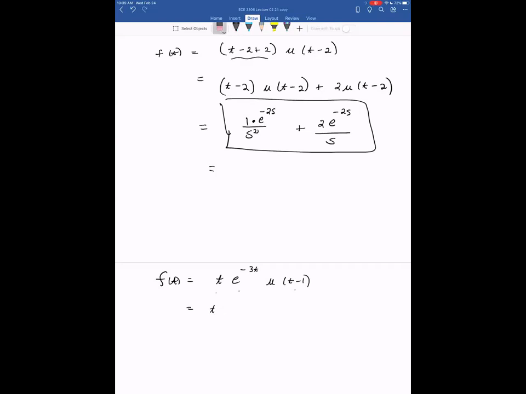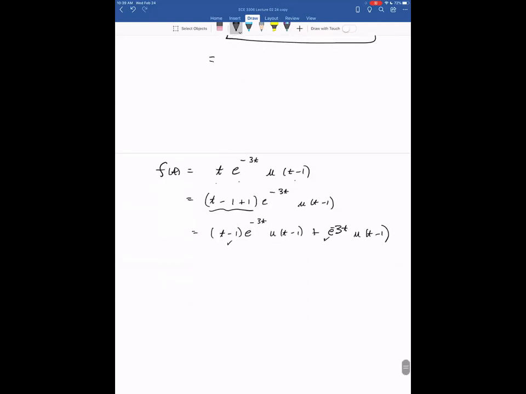Sorry. So we want to change that first one to t minus 1 plus 1. And I'm going to mess with the 3t in a moment. I'm going to do this one first. So that would give me (t minus 1) e to the minus 3t u of t minus 1, plus 1 e to the minus 3t u of t minus 1. Okay, so I just took this and split it into two parts, this one and this one.